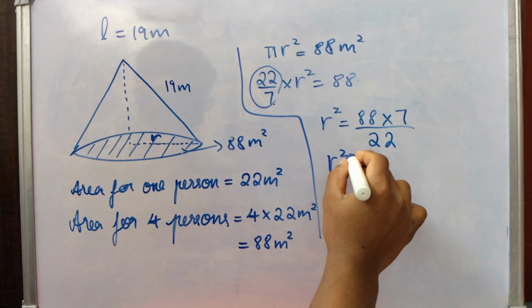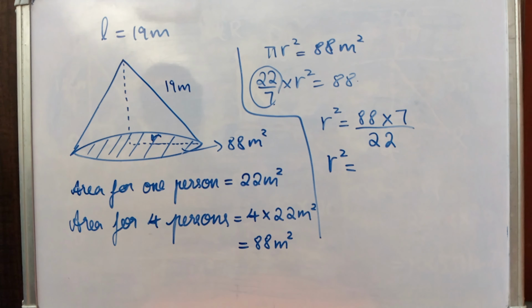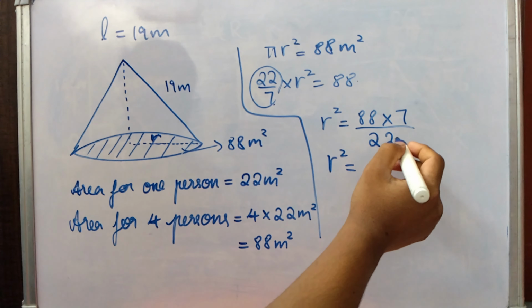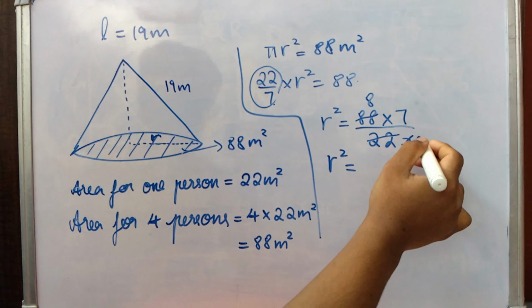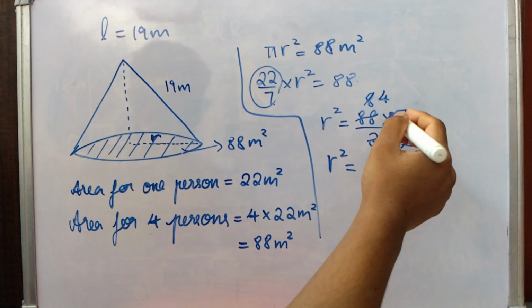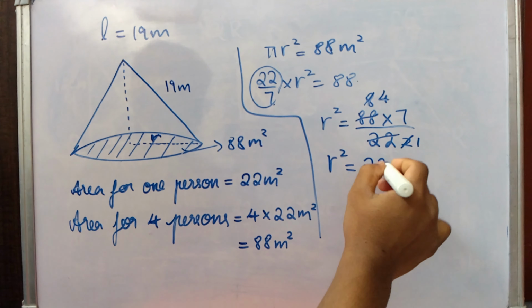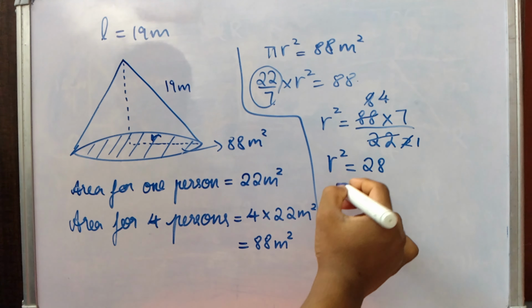So r square is equal to, 11 twos are 22, 11 eights are 88, so we get 4 sevens, 28. So r is equal to square root of 28. So r is equal to 2 root 7 meter. So we have found our L to be 19 meter and r to be equal to 2 root 7 meter.